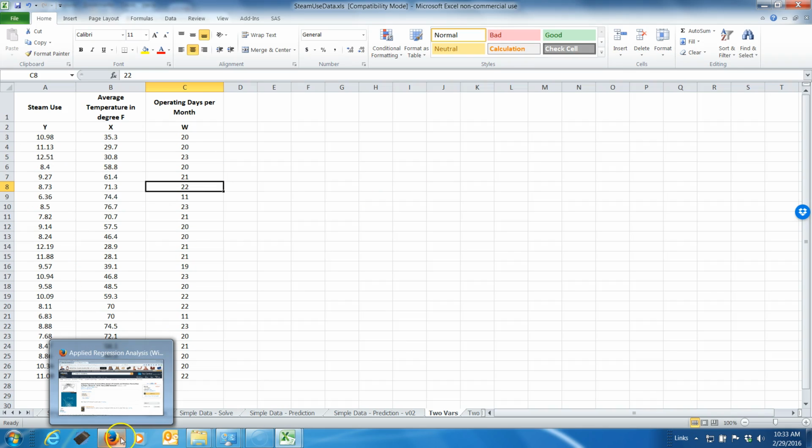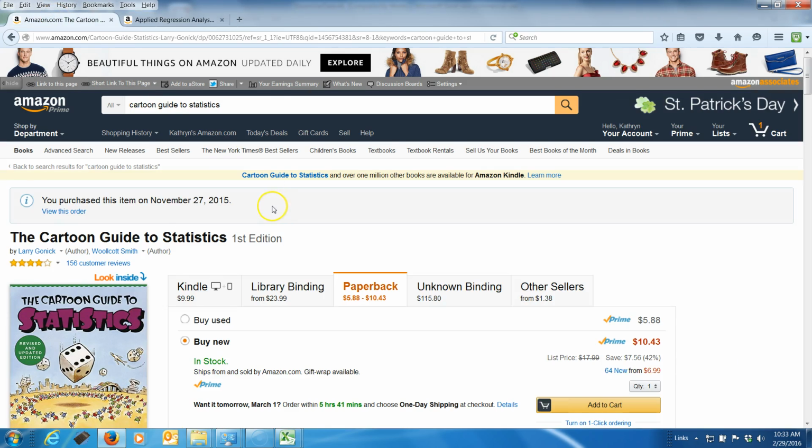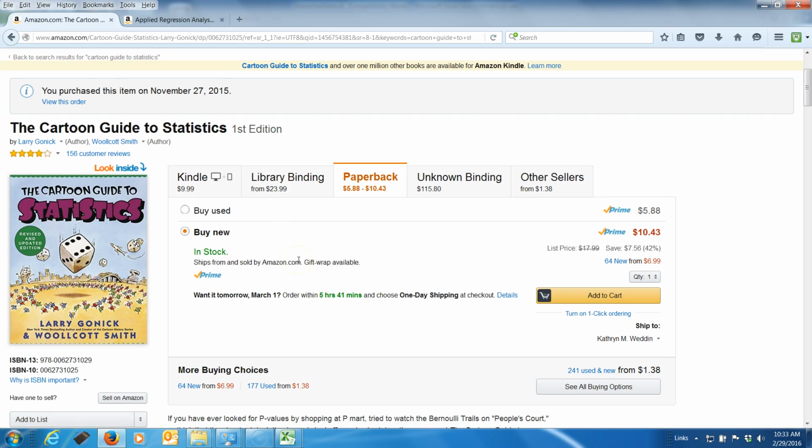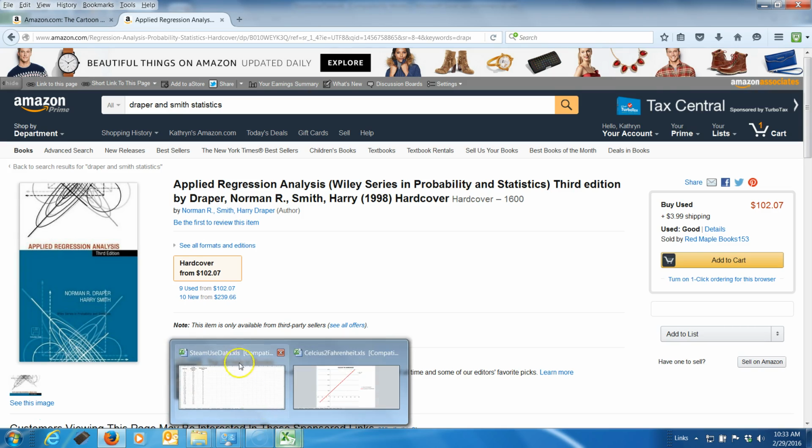If you also want to understand linear regression but not crawl into the weeds so much, I would highly recommend this book, and it's not a joke, it's really called The Cartoon Guide to Statistics. It's a very simple book, but it explains statistics to non-statisticians really well. So I would highly recommend this. But neither one of these is within the scope of this class. The purpose of this class is to give you an idea and understanding of what this technique is giving us.